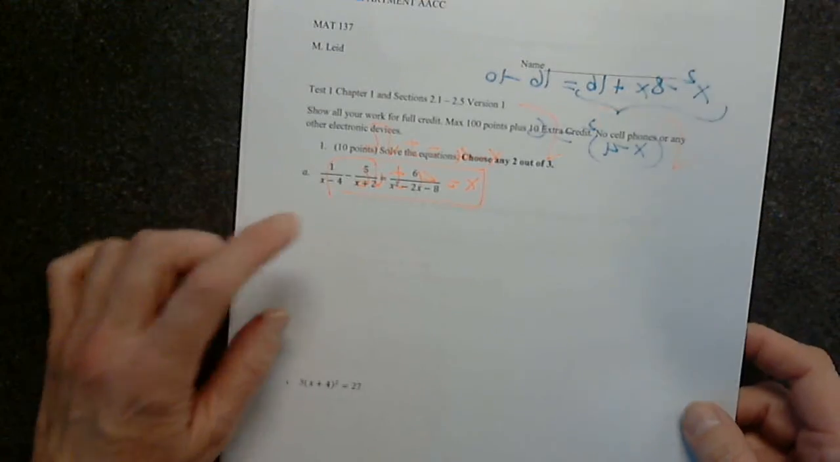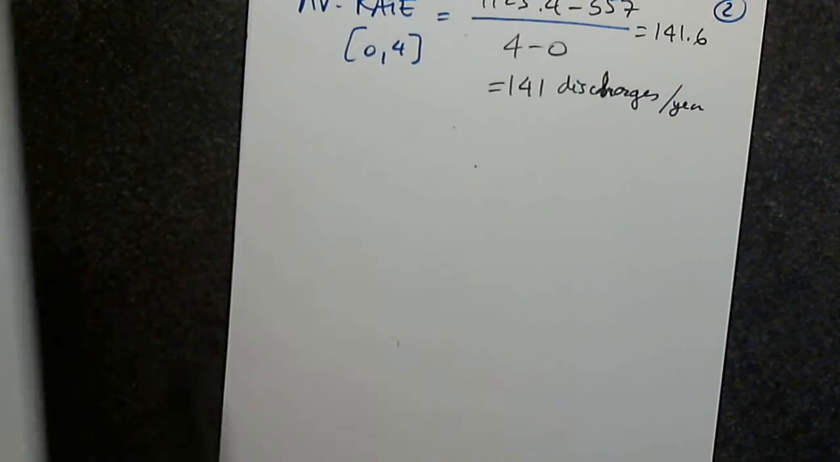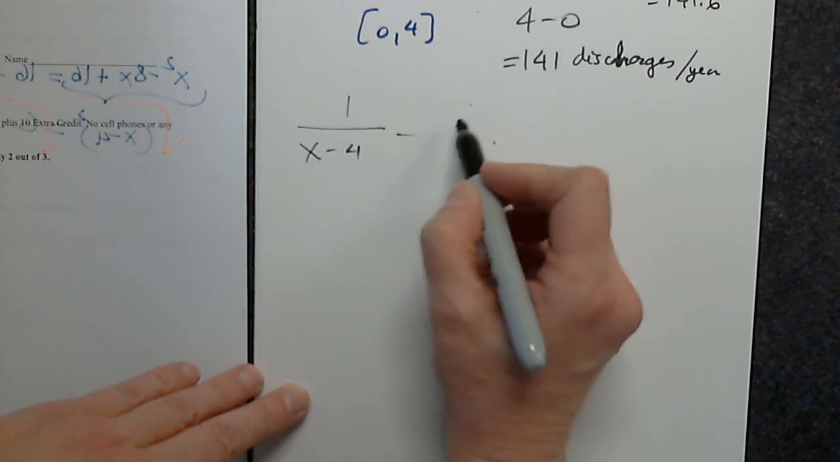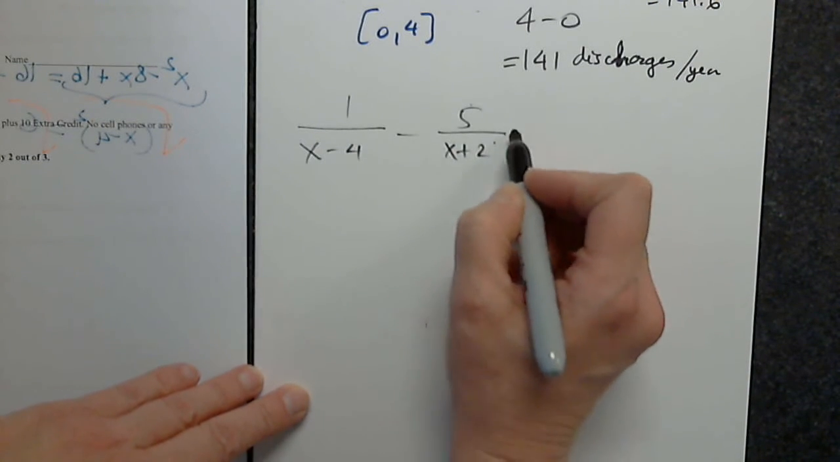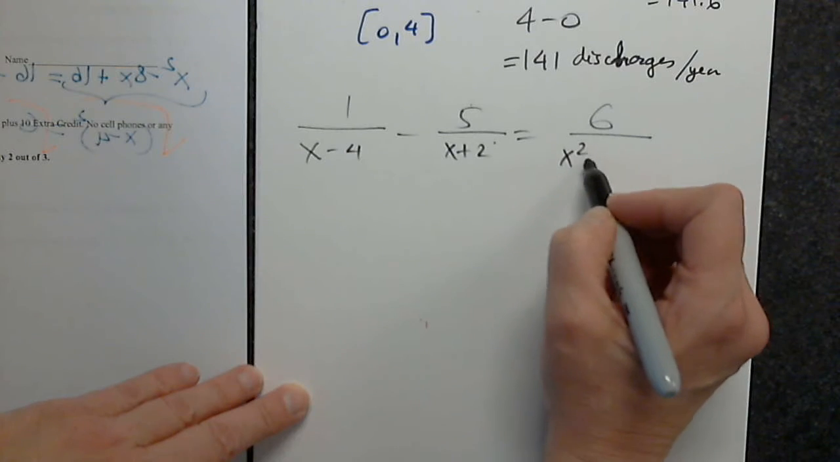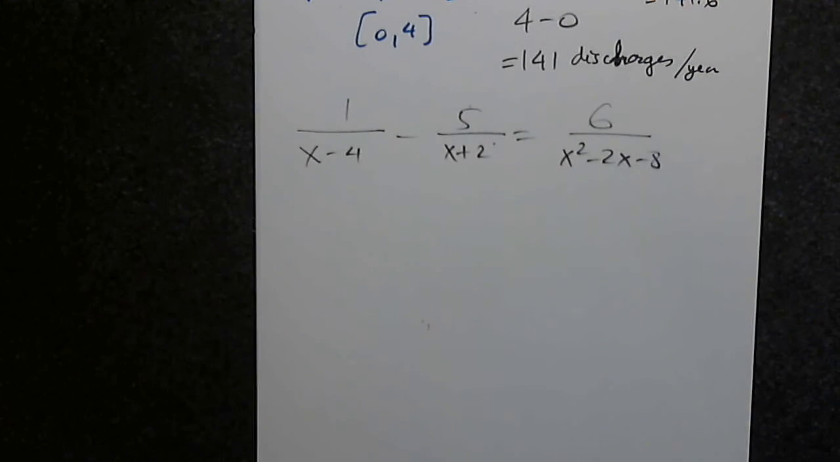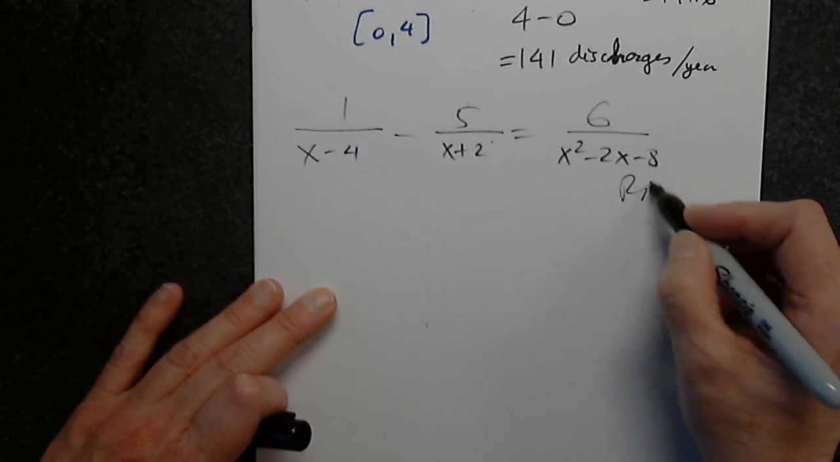Okay, so what type of equation is that? This is the second type of equations that we looked at the very beginning. This is the second type. Rational, very good. So this is a rational equation.